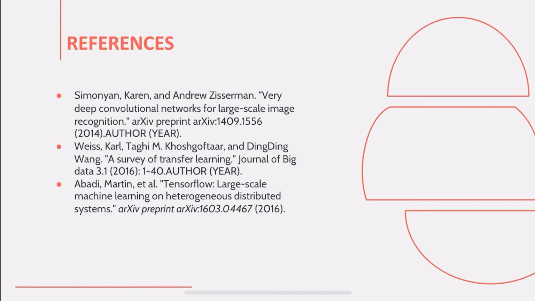So these are our references. The first paper is about how VGG16 was born, and the second one is a survey of transfer learning. We used a lot of techniques from this paper, so that was a good paper, although it was published in 2016. And the final one is the TensorFlow paper. This is a Python module we've been using throughout the project.